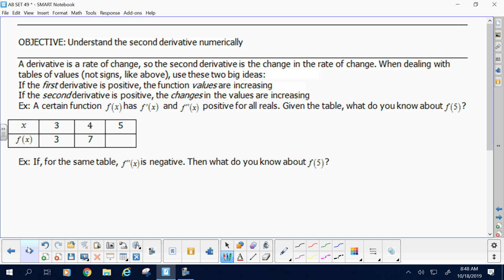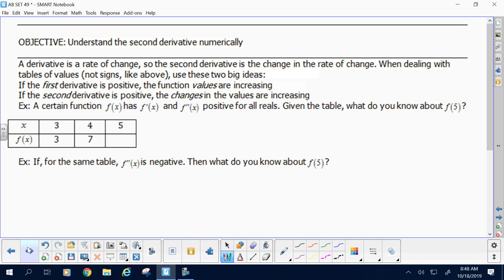So if, for example, I say in this problem, f and f prime and f double prime are positive for all reals, and I give you a little bit of a table, but f of 5 is missing, what would you know about f of 5?